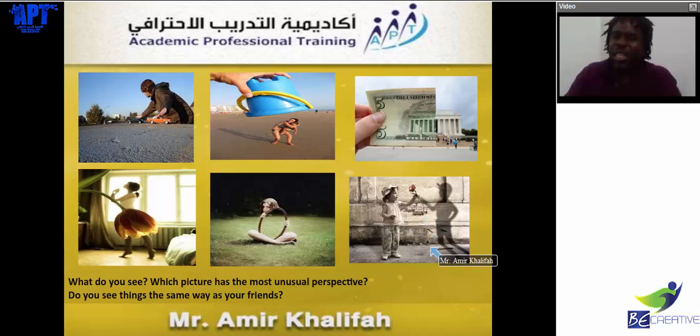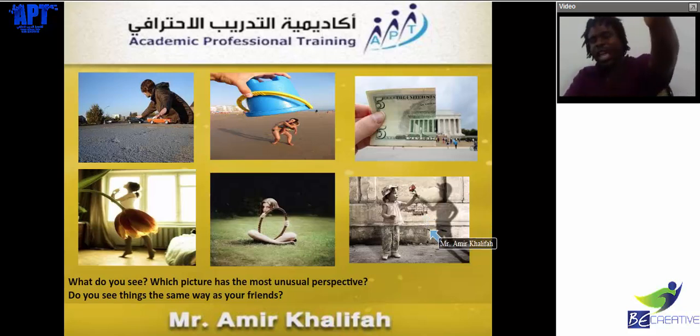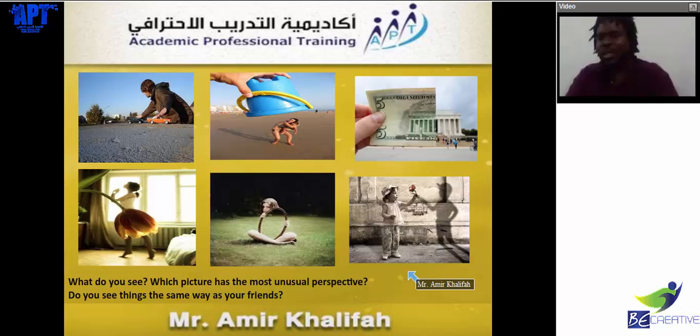And here a person is using his own shadow to give something, as if he's giving something to himself. It looks so sweet, right? So which picture has the most unusual perspective? And do you see things the same way as your friends? Sometimes we see things differently, and we don't know what's really happening. So sometimes things can cause arguments.